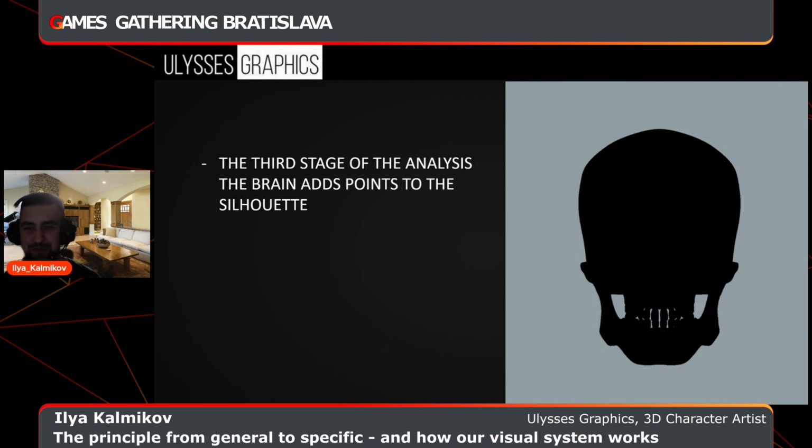Okay, so the third stage of analysis. The brain adds points to the silhouette based on the previous stage, primarily analyzing the extremist points again and again, just dividing like we do usually in the high poly stage, or on the low poly stage when we try to catch these extremists.